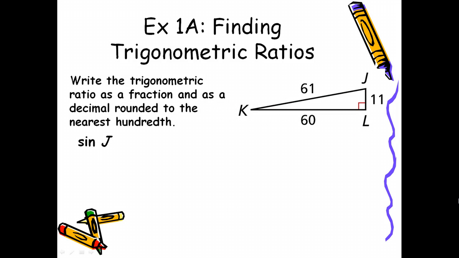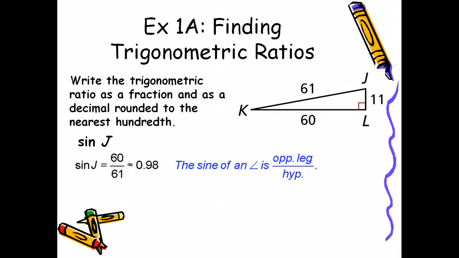Let's look at an example of finding trig ratios. Write the trig ratio as a fraction and as a decimal rounded to the nearest hundredth. We want the sine of J. Sine is opposite over hypotenuse. So we look at J and the opposite side is 60. Where's the right angle? It's over here at L. Opposite of that is the hypotenuse. So opposite of J over the hypotenuse would be 60 over 61. This rounds to 0.98.